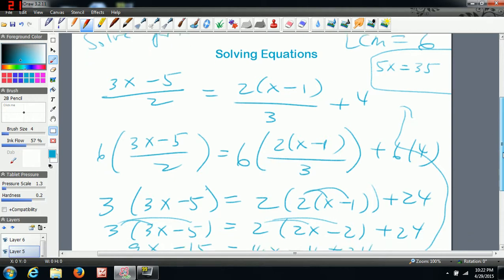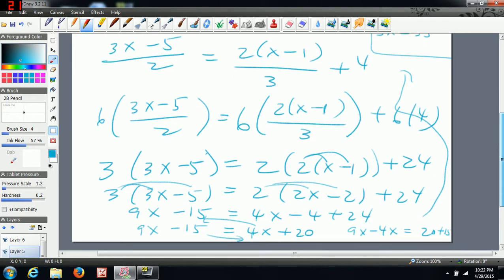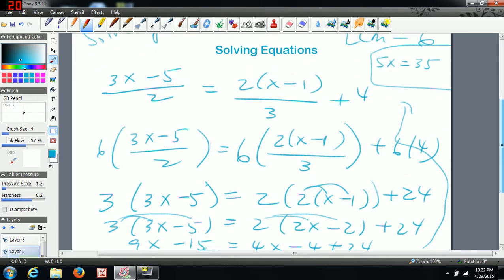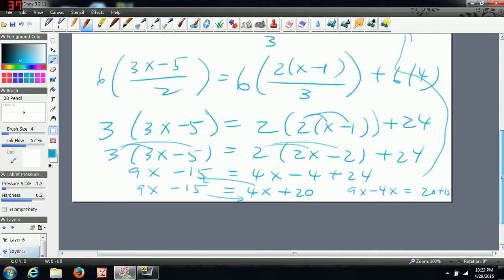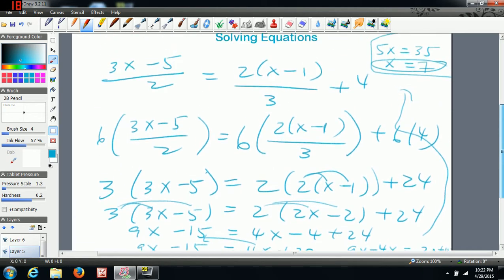Okay, and at that point, we would just divide both sides of the equation by 5. So x would be equal to 35 divided by 5, which is 7. So x would be equal to 7, okay? And you would actually be able to check that answer by plugging into the original. So this would be my way of solving this equation, okay?